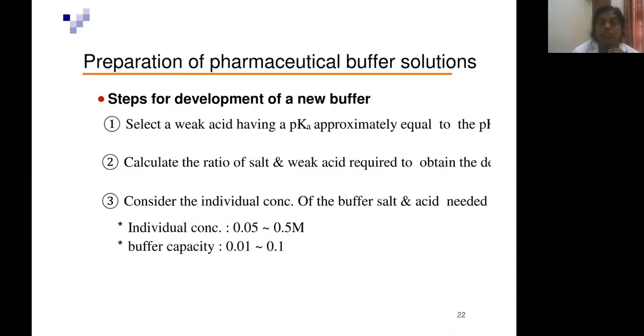So, preparation of pharmaceutical buffer solutions. Here we have to select a weak acid having a pKa approximately equal to the desired pH. Then calculate the ratio of the salt and the weak acid required to obtain the desired pH. Consider the individual concentration of the buffer salt and the acid needed. Individual concentration means 0.05 to 0.5 M, and buffer capacity 0.01 to 0.1.